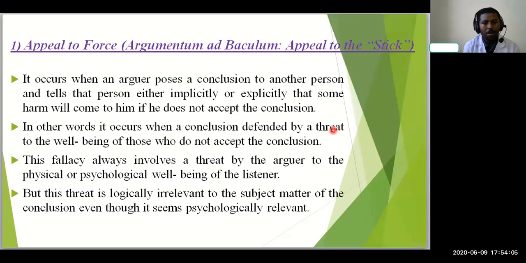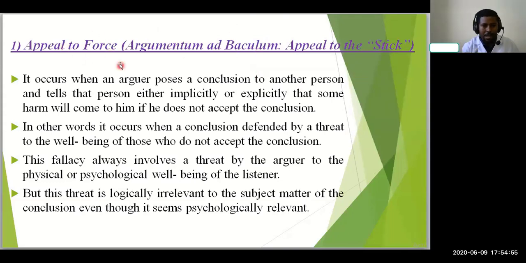Fallacy of appeal to force. It is one subcategory of fallacy of relevance, which is committed because of the irrelevance of the premise to the conclusion, logically. It can be named as argumentum ad baculum in Latin. Appeal to force, in Latin argumentum ad baculum, can also be named appeal to stick. It's not appeal to carrots, it's appeal to stick approach.